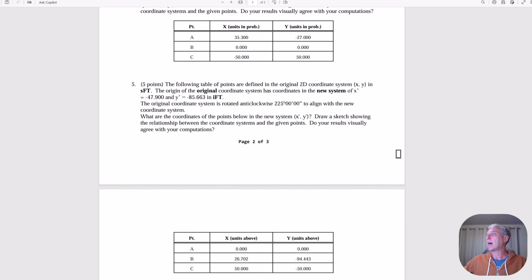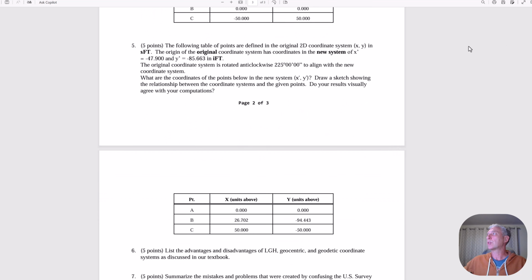Okay, number 5. The following table points are defined in the 2D. So this is just a 2D rotation and translation, which we went over. So that should be familiar to you. Shouldn't be too tough. You can think of these coordinates as math coordinates, and just treat them accordingly.